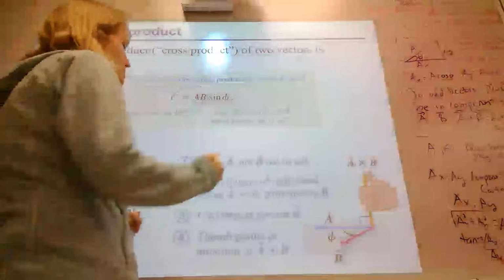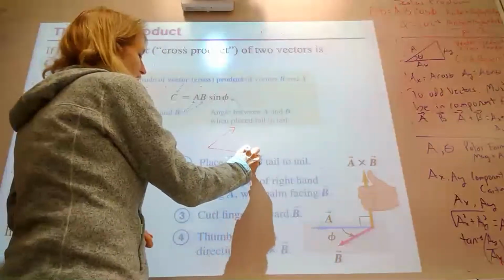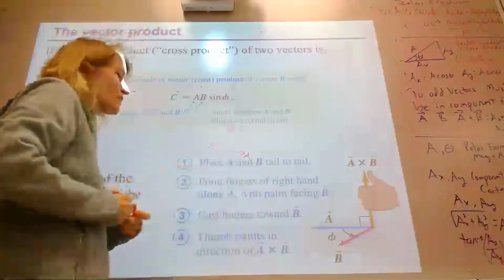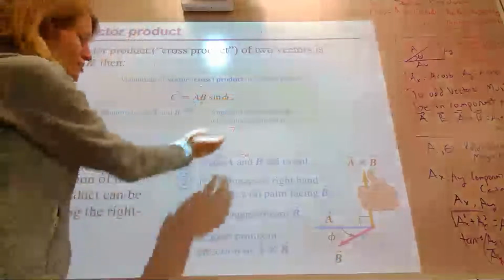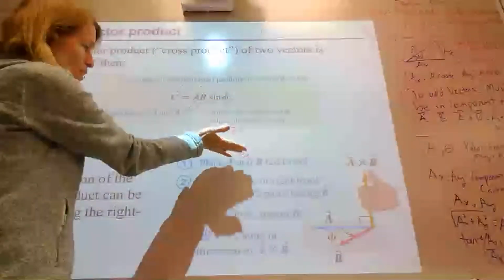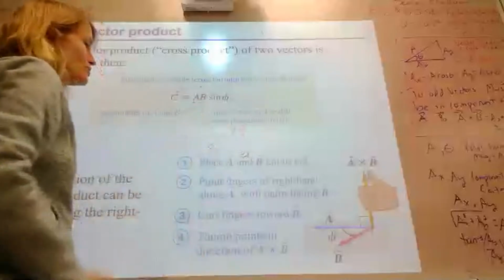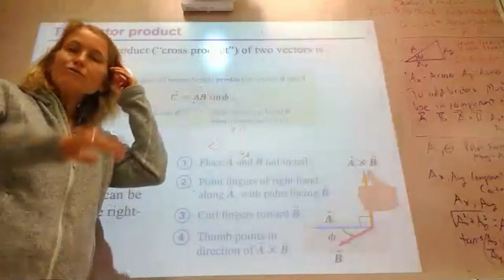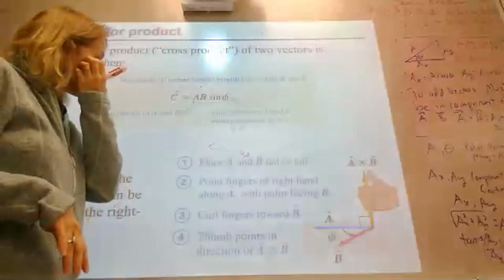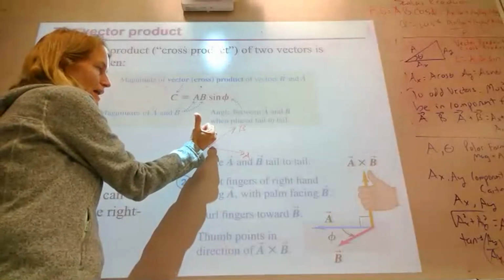Okay, so for example, if this is A and this is B, I place A and B tail to tail, point fingers of right hand along A with palm facing B. Curl fingers towards B like this and your thumb points in the direction. So the thumb is out of the board. It's always out from the plane that A and B are in. So my direction of this would be this direction, K.